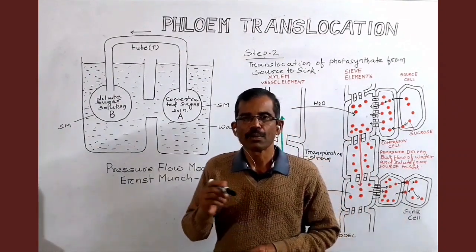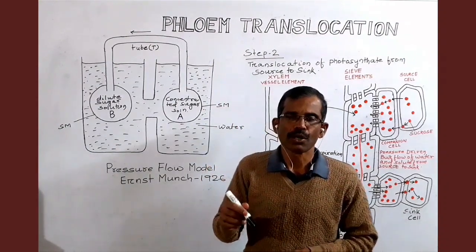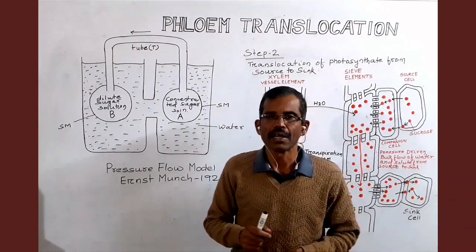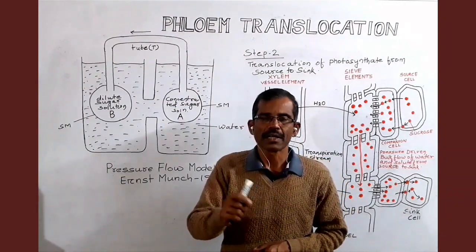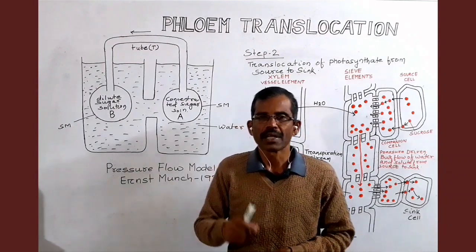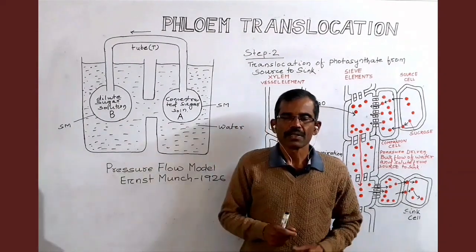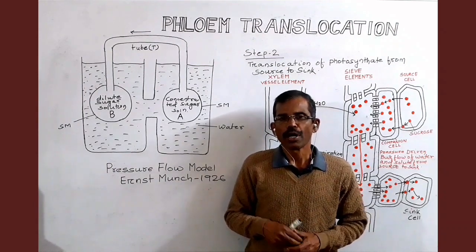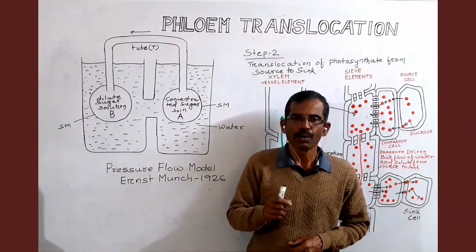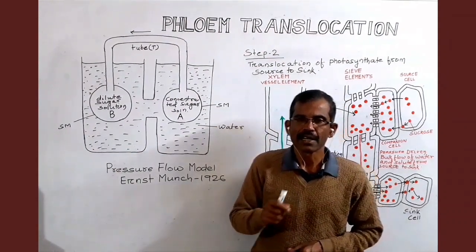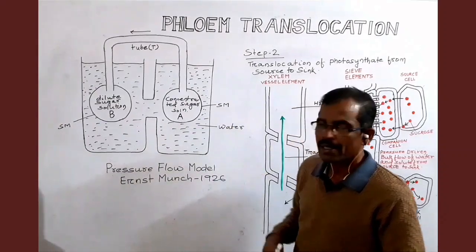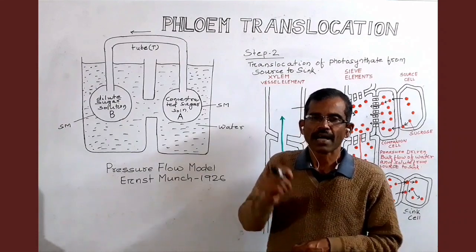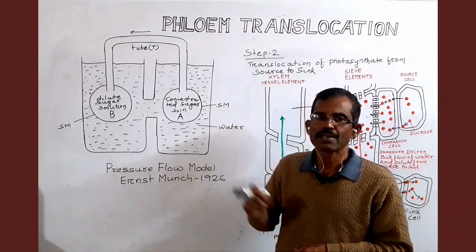According to pressure flow hypothesis, the transport of photosynthate from source to the sink is driven by an osmotically generated pressure gradient between the source and the sink. The pressure gradient is established as a consequence of phloem loading at the source and unloading at the sink. First, let us discuss this model. Then we will see how the pressure flow hypothesis is applicable in case of phloem translocation.